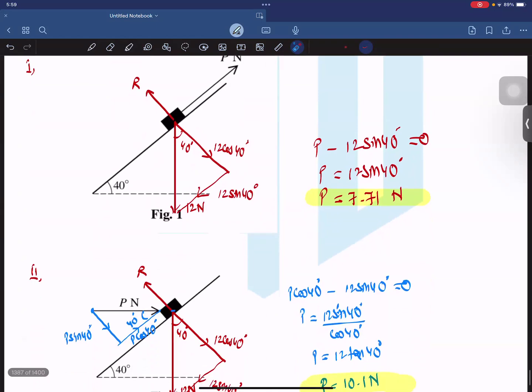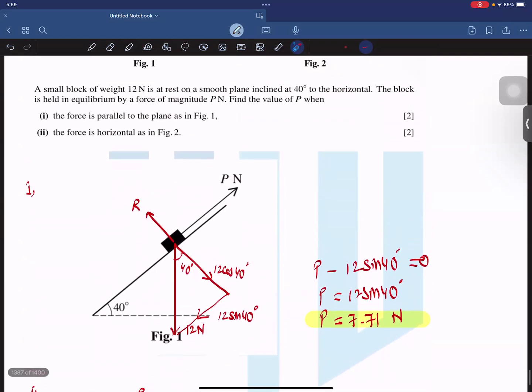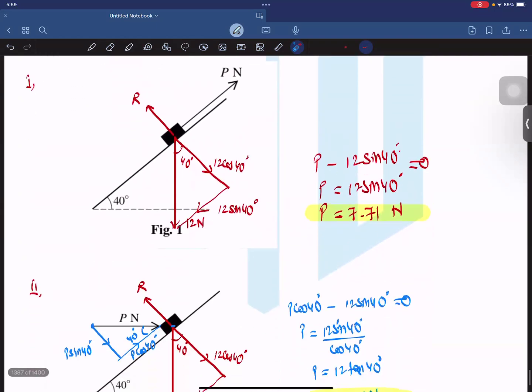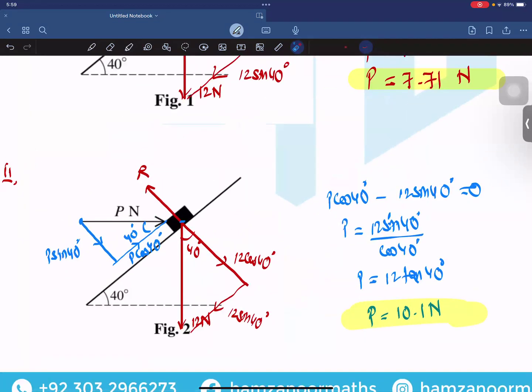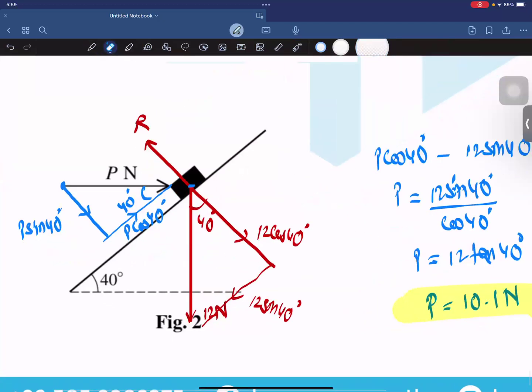Then we have part 2, which says that when the force is horizontal. Okay, so P force is now horizontal. All right, so the weight of the block is going to act in the same way. Here we have the component which is adjacent with the angle 40, meaning perpendicular with the plane, and this component is along the plane. I'm just going to make it more accurate over here.